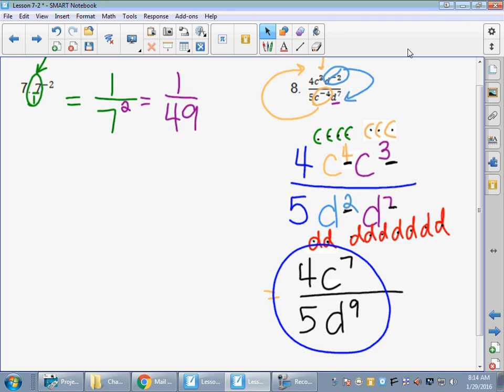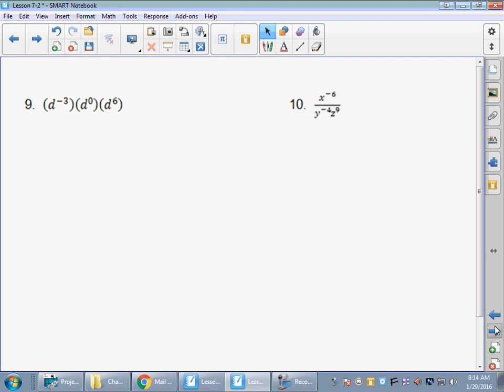Let's talk about number 9. I think I'm going to skip number 10 and tell you to do that as a practice and make sure that you got that. So have me double check it if you want for number 10. Number 9, I've got d to the negative 3 times d to the 0 times d to the 6. Well, first of all, what do you notice first? I'm guessing you notice the d to the 0 first, right? What's d to the 0? Big old 1. Basically, that went away.